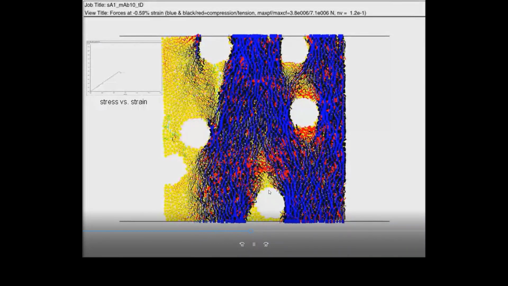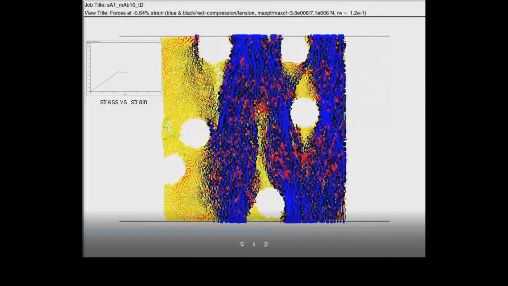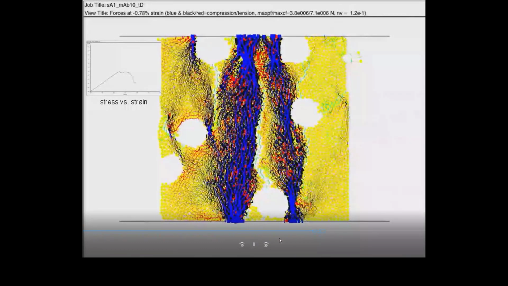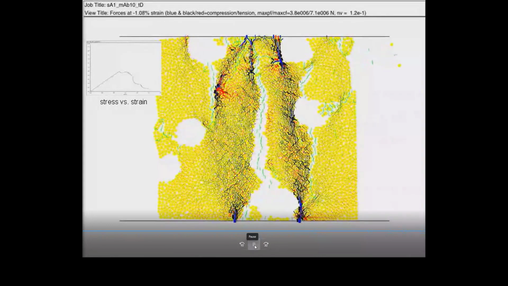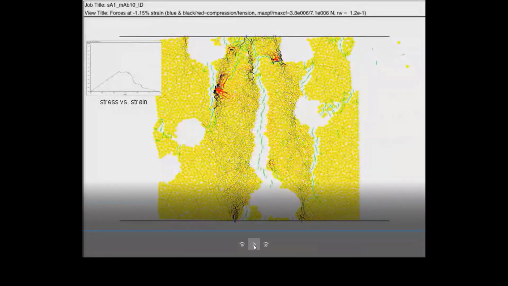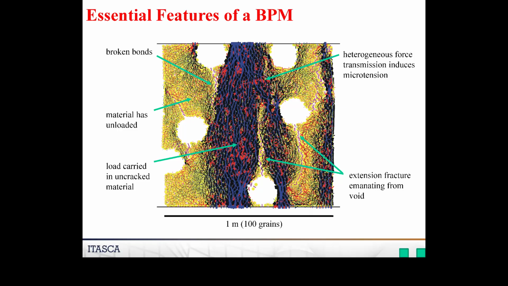There you go. Now we're going to see fractures coming up. And notice you're still having load carrying capacity near the center up until finally you get enough deformation. This, by the way, is how pillars in mines fail. They fail from the outside inwards.